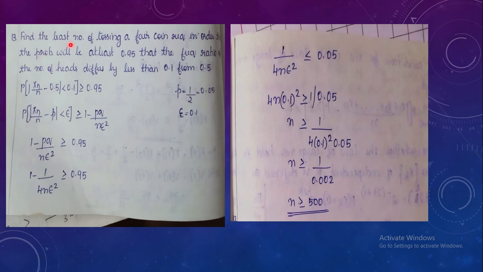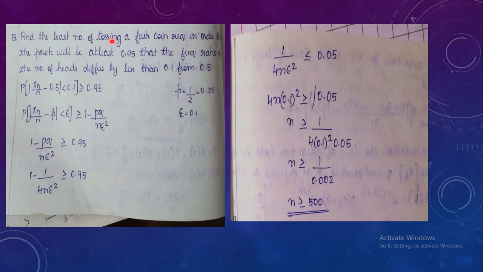Problem 3. Find the least number of tossings of a fair coin required in order that the probability will be at least 0.95 that the frequency ratio of the number of heads differs by less than 0.1 from 0.5. Now this seems to be a very confusing question at first. Read it once again, line by line. Find the least number of tossings of a fair coin. What is the least number? What does that mean? You have to find out small n.